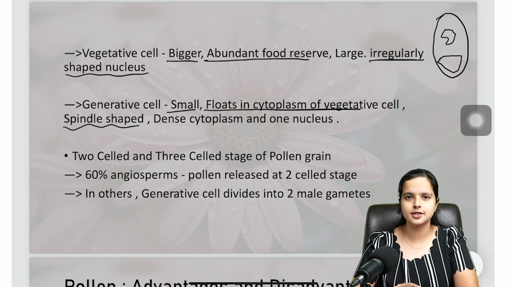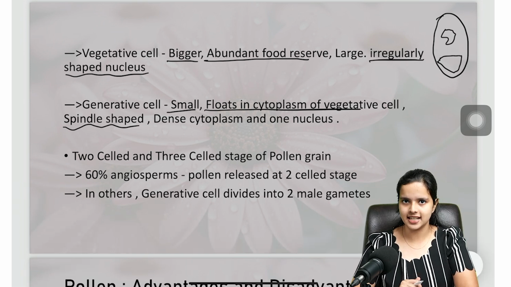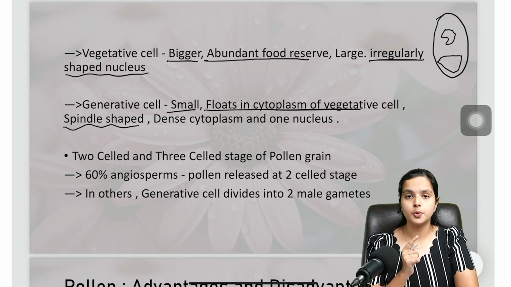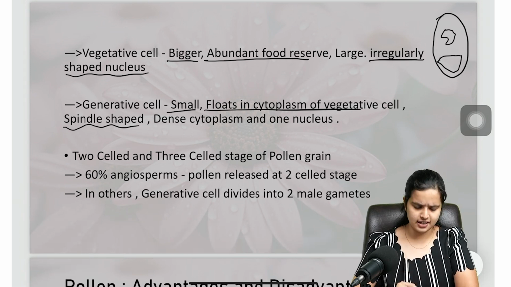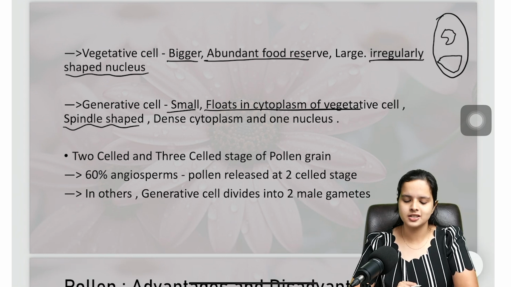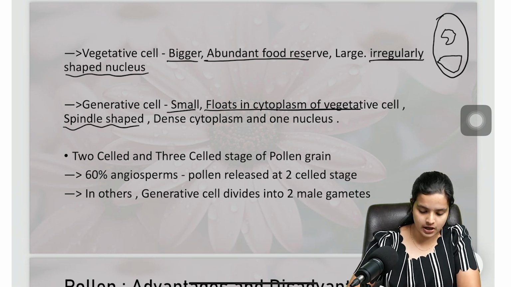Now moving on, in most of the plants, in about 60% of the plants, the pollen grain is released in this two-celled stage. But in some cases, the pollen grain is released in a three-celled stage. What does it mean by a three-celled stage? In some plants, just look at what I'm trying to draw.